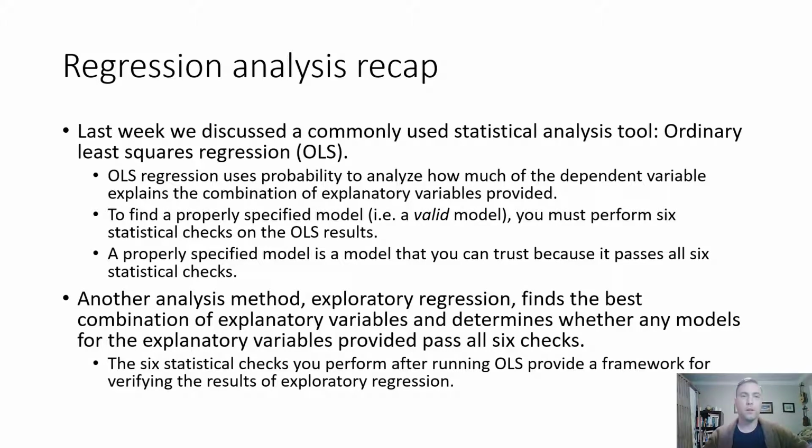Another analysis method, exploratory regression, finds the best combination of explanatory variables and determines whether any models for the explanatory variables provided passes all 6 checks. So the 6 statistical checks you perform after running OLS provide a framework for verifying the results of exploratory regression. Okay, so exploratory regression, I'm going to talk about this a bit more, but essentially it allows you to test the water. So if you've got 5 independent variables, it runs combinations of those, and it tries to find the best combination to explain, or as explanatory, to explain the phenomenon that you're trying to explain.